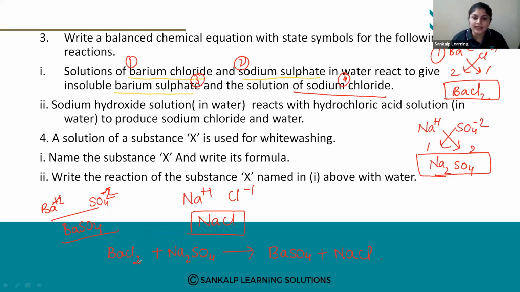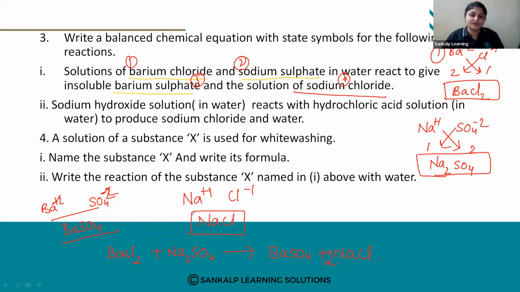Ba is 1, 1. Chlorides are 2 here. So to balance these 2 chlorides, I will write here 2 NaCl. Now after writing 2, chlorides are balanced, Na will be 2. Here Na is also 2. Sulfate is 1, here also sulfate is 1. So the equation is balanced. So this is the way you are going to write it.